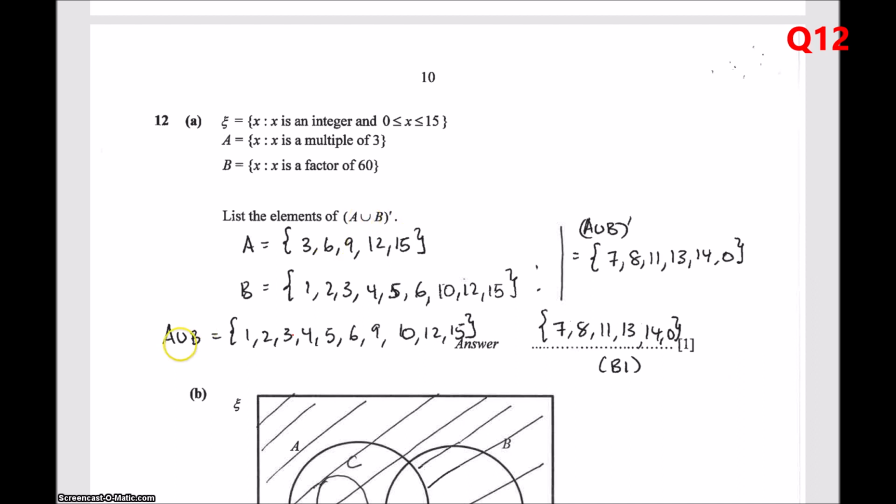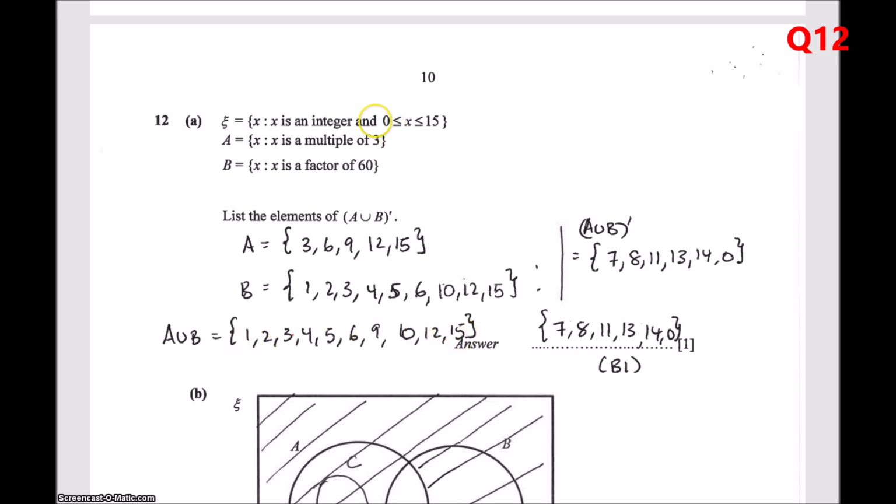To figure this out, we need to find A union B first. A union B means A and B just all added together. So this is the whole list of numbers. And then after that, I need to take the prime of this. See, the prime is here. So it literally means whatever is not inside here is my answer.